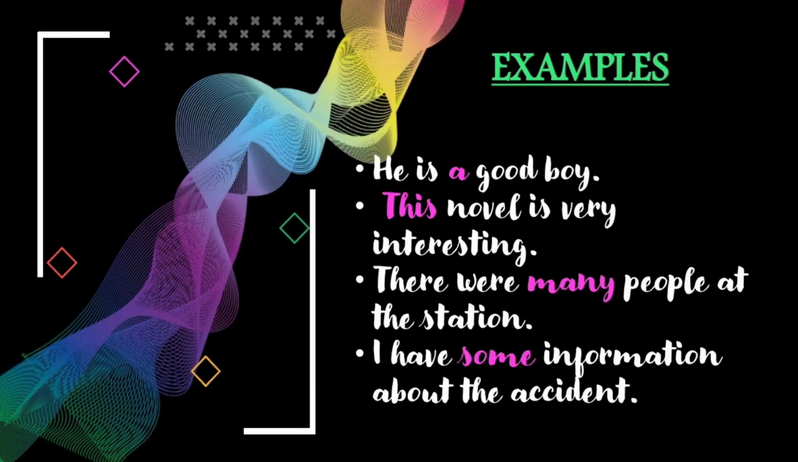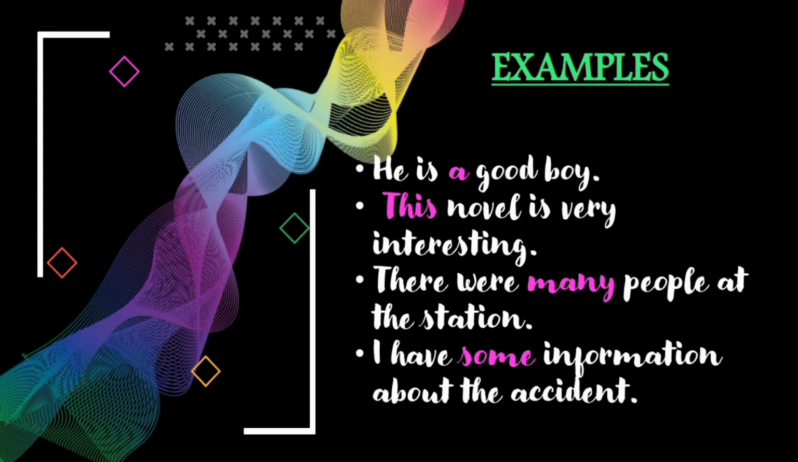More explicitly, you will come to know about them through these examples. Look at these examples here. He is a good boy. So, a is referring to a particular boy. This novel is very interesting. So, this is pointing out the novel to which we are referring.